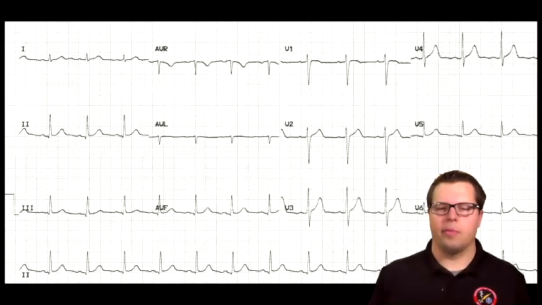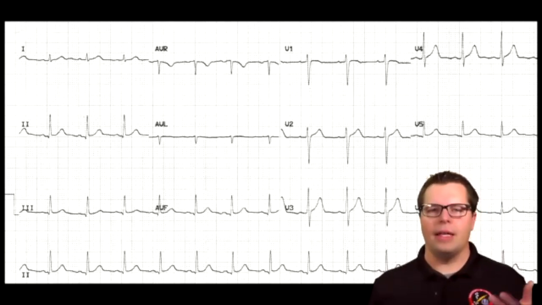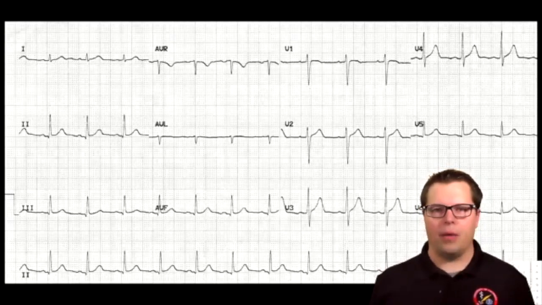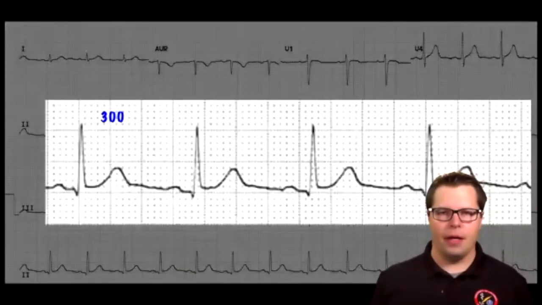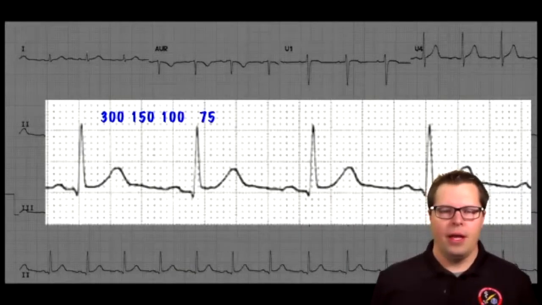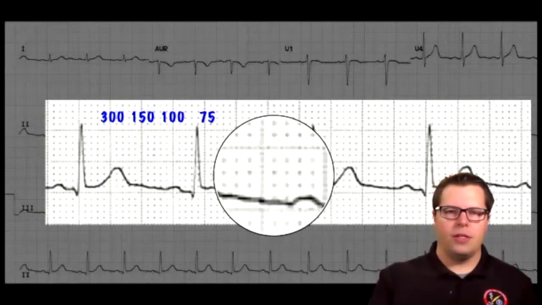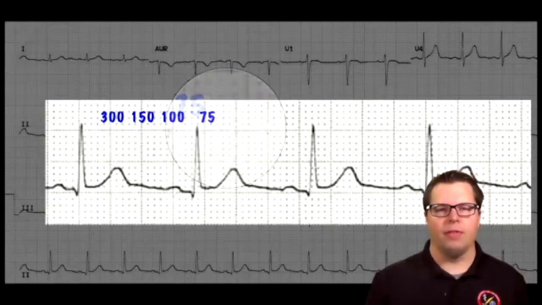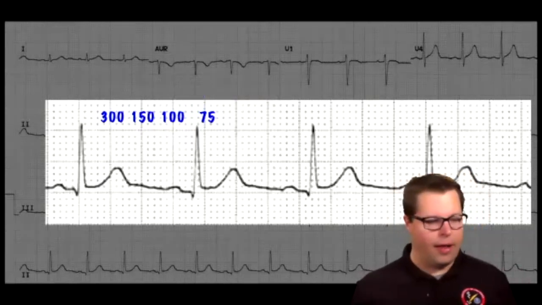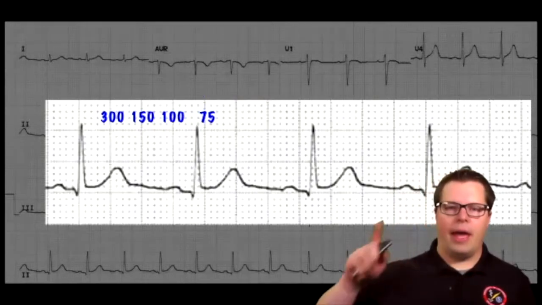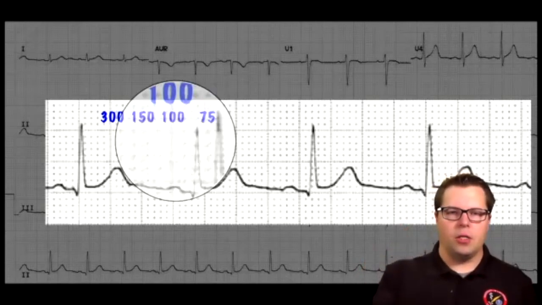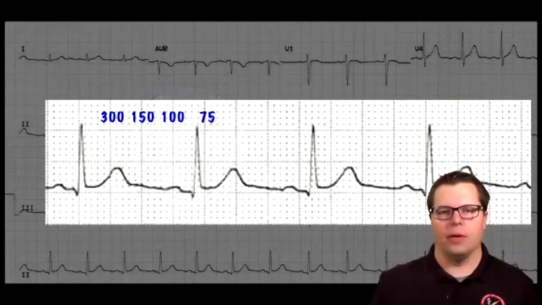Does a rate of 85 make a difference from a rate of 80? No, probably not. But that works. So this one here, let's call it 80. That's fine, as long as your rhythm is regular, because you're basing it on the space between this QRS complex and this QRS complex.